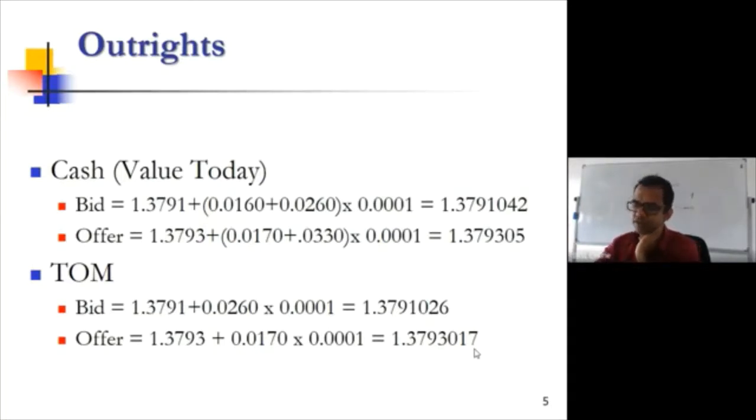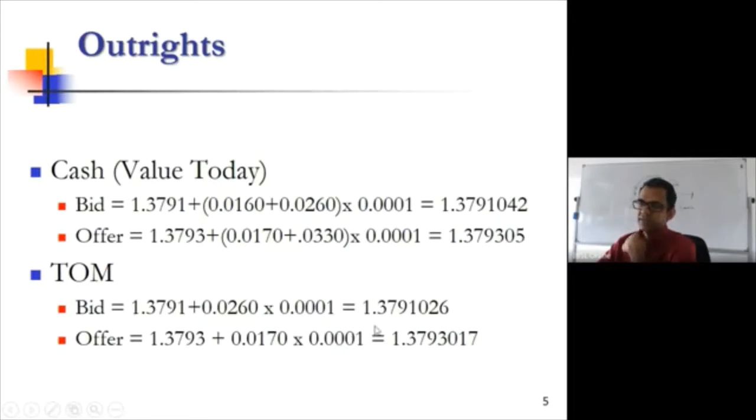When we go forward in time, we add swap points. When we go back in time, we subtract swap points. So when we subtract swap points, we have to change the sign and change the side as well. That means we have to consider offer rates to calculate bid, and to calculate offer, we have to consider bid swap points. So then we can derive outright exchange rates for cash transactions and Tom transactions.